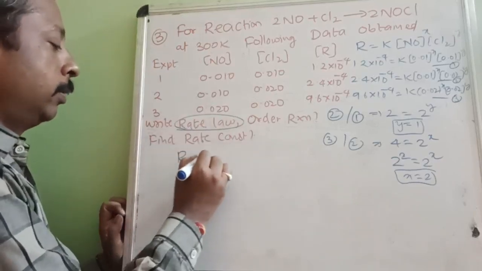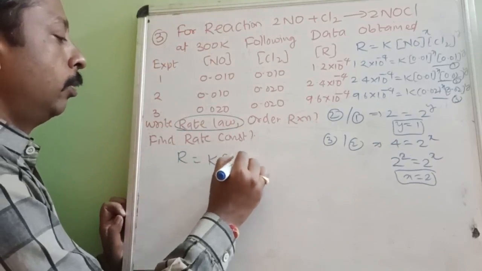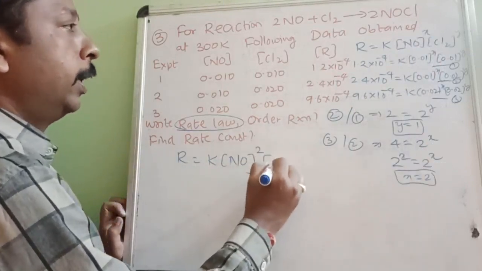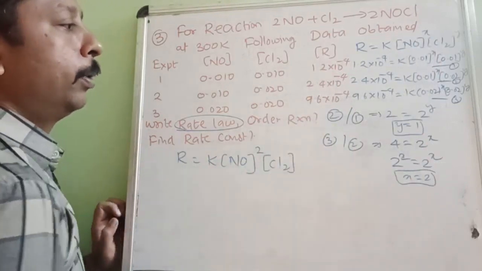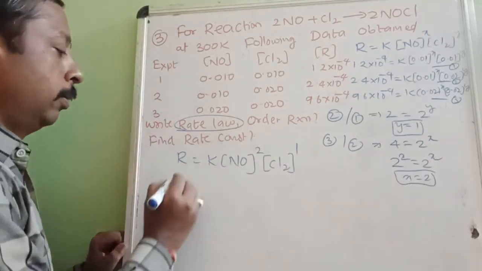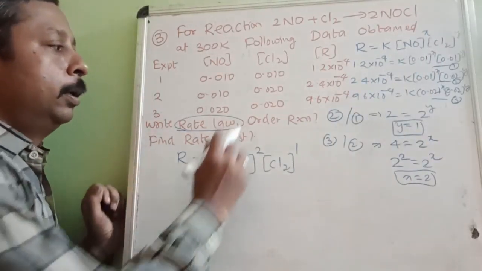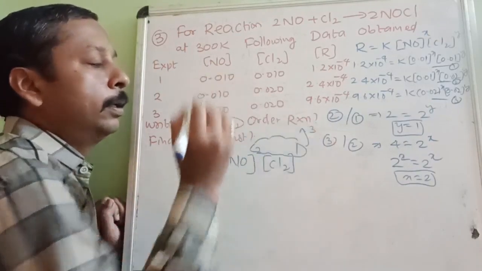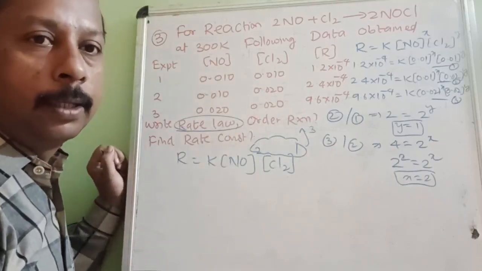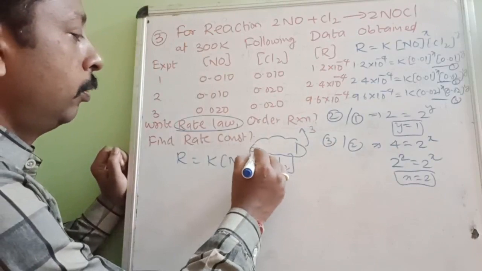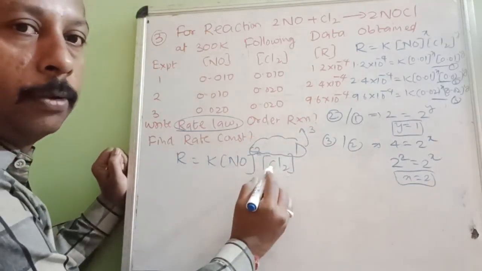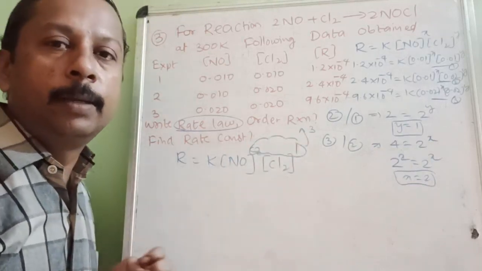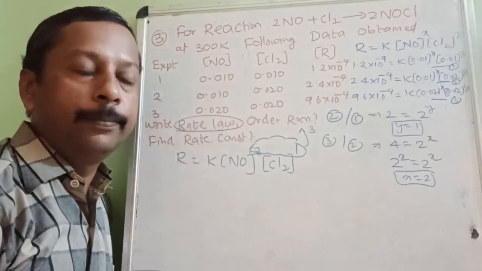Okay. Now first what should you write? Rate law: R is equal to k into NO to the power of x, x is equal to 2, and Cl2 to the power of y, y is equal to 1. Okay, now this is the rate law. Order of reaction is very simple. What is the order of reaction? It is 3. If they are particularly asking the order of reaction with respect to NO, then what will you write? 2. With respect to Cl2, what will you write? 1. If nothing is mentioned, overall order, at that time you will write the order of reaction as 3.